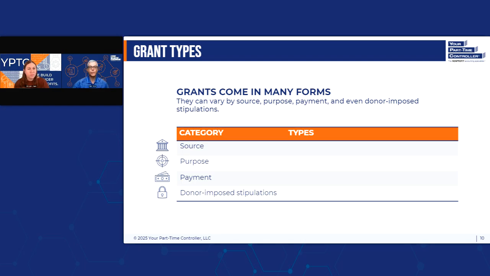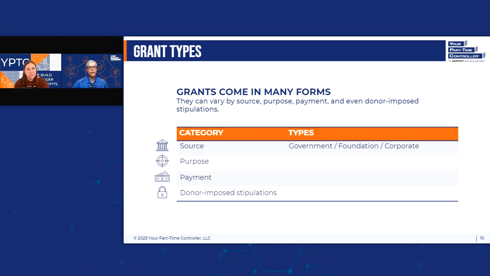First is source. Where does it come from? Government grants can come from federal, state, or local agencies. Foundations and corporations often fund projects aligned with their mission or social responsibility goals. What about when you get a grant from a donor advised fund, a DAF? What type of grant is that? Great question. So a grant from a donor advised fund or DAF is generally considered a foundation grant because DAFs are typically managed by sponsoring organizations such as community foundations, financial institutions, or charitable foundations.